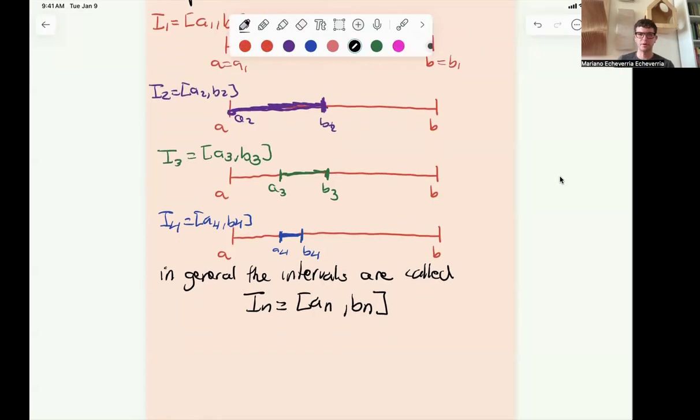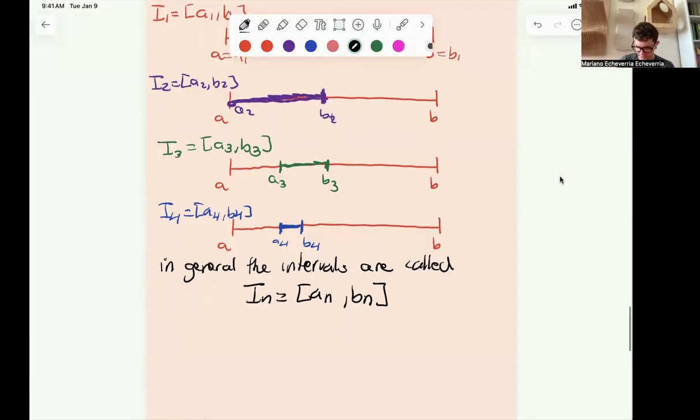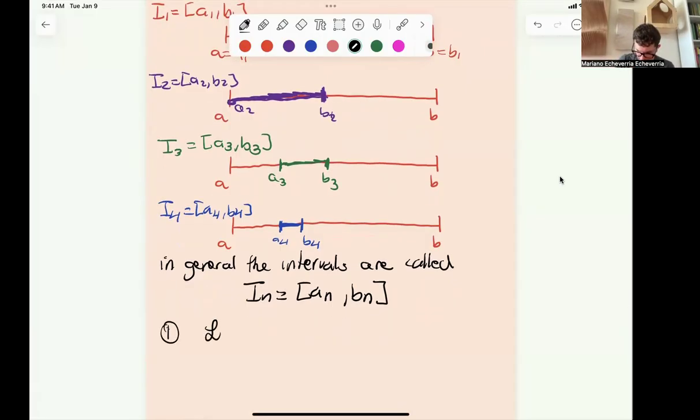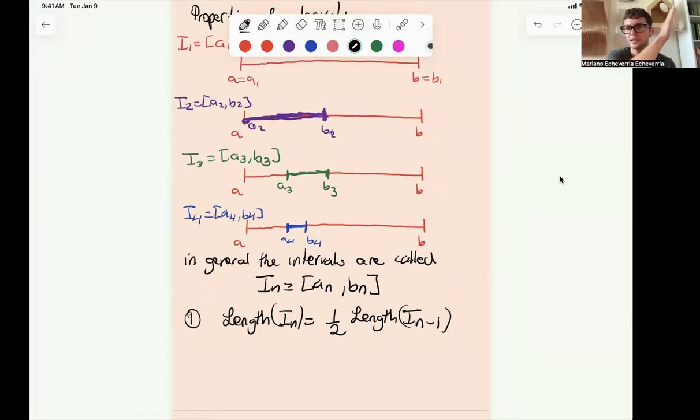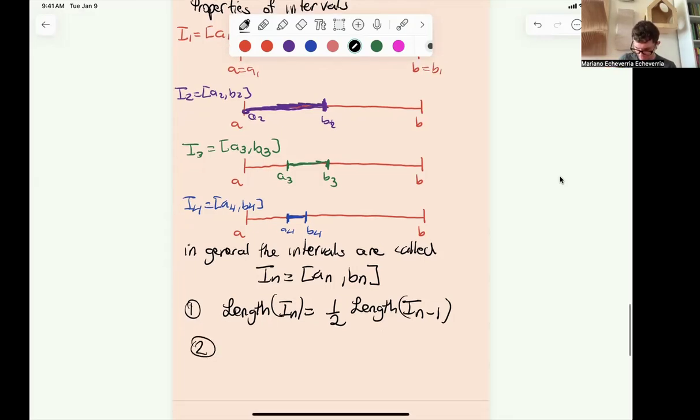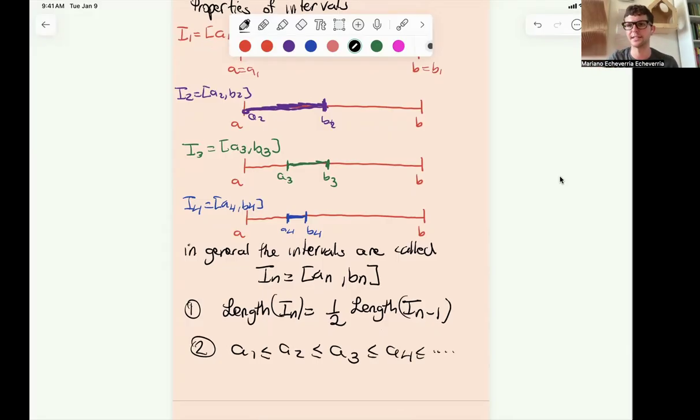The two main properties are, first, that the length of the nth interval is half the length of the previous interval. So property one is that the length of I_n is one half of the length of the interval I_{n-1}. And then, as I was mentioning from the animation, the A's either stay the same or they always move to the right. So A1 is less than or equal to A2, which is less than or equal to A3, less than or equal to A4. One way to think about it is that the A_n form an increasing sequence.